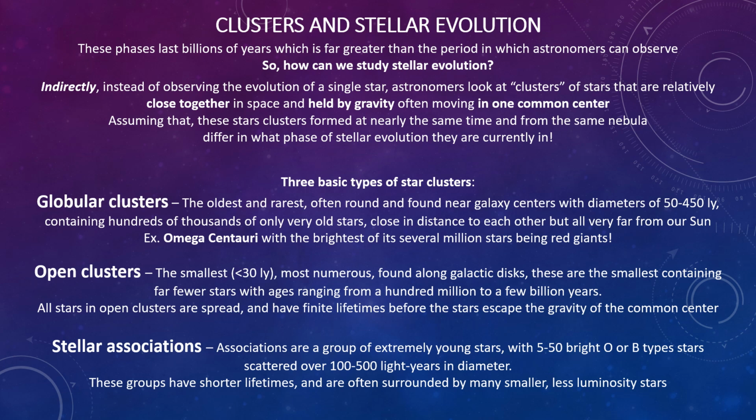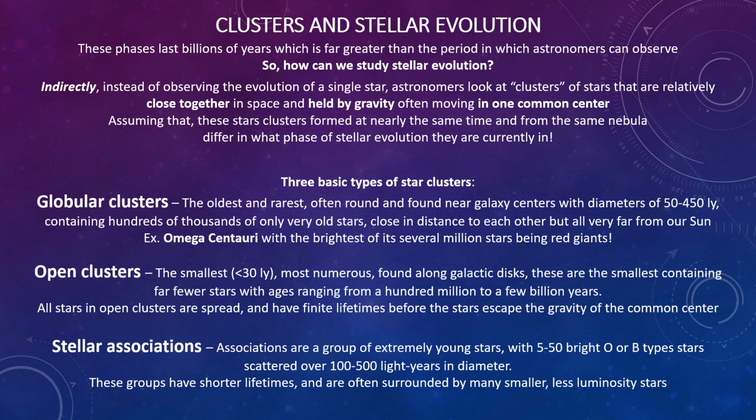So the three basic types of star clusters are globular clusters, open clusters, and stellar associations. The first, globular clusters, are the oldest and rarest. They are often very round, hence that globular name, and they can be found near the center of galaxies with diameters somewhere between 50 and 450 light years. They often contain hundreds of thousands of very old stars. They are close in distance to each other, but still very far from our sun. An example of which is Omega Centauri, with the brightest of its several million stars being red giants.